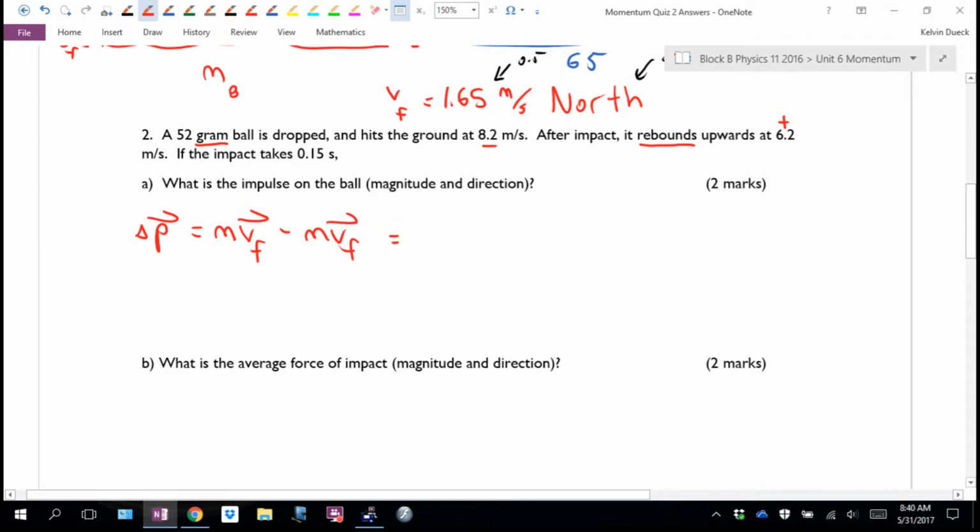The mass is 52 grams, which is going to be 0.052. The final velocity is 6.2 minus. The mass is still 0.052. The initial velocity is negative 8.2. By the way, you could have let down be positive and up be negative. I'll give you full marks just as long as you're consistent in your directions. Typically with up and down, because of free fall, my habit is up positive, down negative, because that's what we did in free fall, and I'm worried if I flipped it, I'd mess up partway through and lose track. So that's me being paranoid.